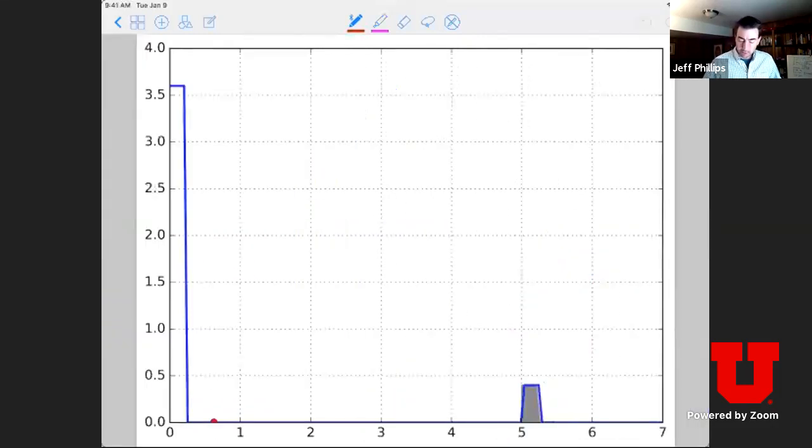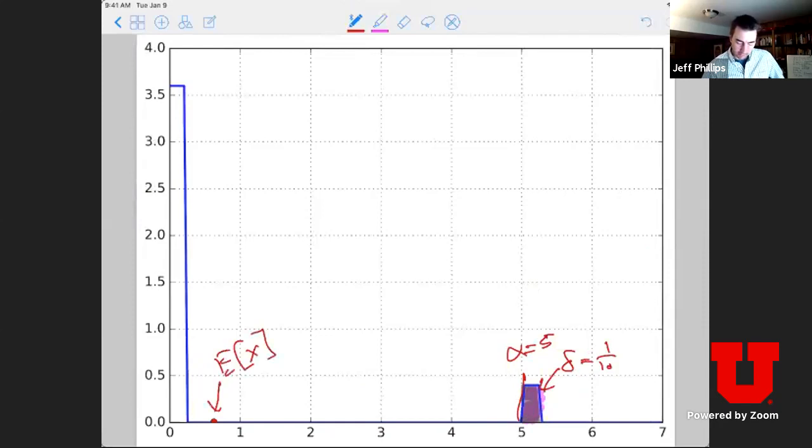Okay, now I want to show you a different example here. In this example, again, I'm going to have delta equals 1/10, and again, I have alpha equals 5. But now the expected value of x here is about 0.5. Okay, so this example is kind of the extreme case.